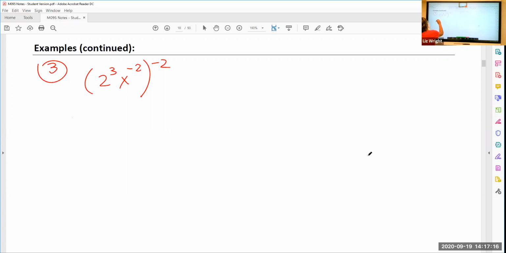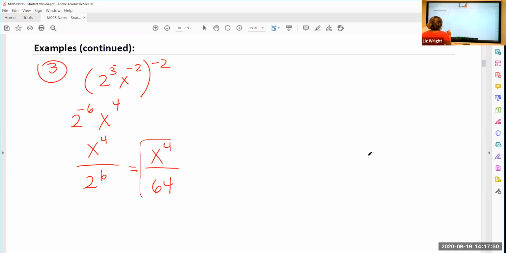So when I'm going to be doing this one, I'm going to take 2 to the third, and I'm going to multiply 3 times -2, which is going to give me -6. Then I'm going to take -2 times the -2, which is going to give me a +4 in here. And then I need to go ahead and take 2 to the -6, or I can rewrite it as x to the 4th all over 2 to the 6th. And 2 to the 6th, what is that, 64? Okay, yes, 64. So we've got x to the 4th all over 64 for our final answer.